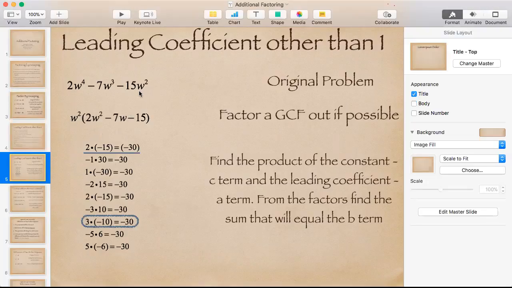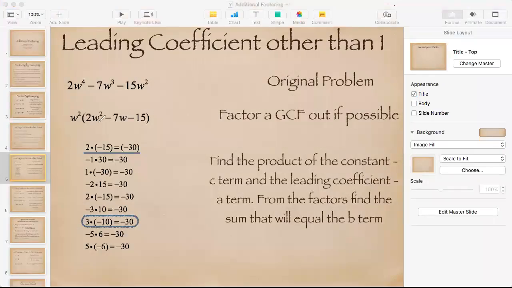So in this case, I have a w squared that I can factor out of each term. So I'm going to take that w squared out. I'm left with a 2w squared minus 7w minus 15. So at this point, now I'm going to use that AC method, and I'm going to take the 15, or the negative 15, because there's a negative in front of it, and multiply it. So negative 15 times the 2. So 2 times negative 15 is equal to negative 30.